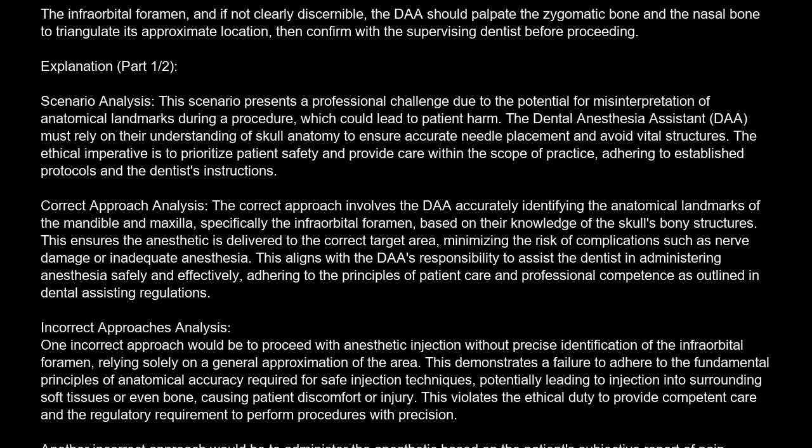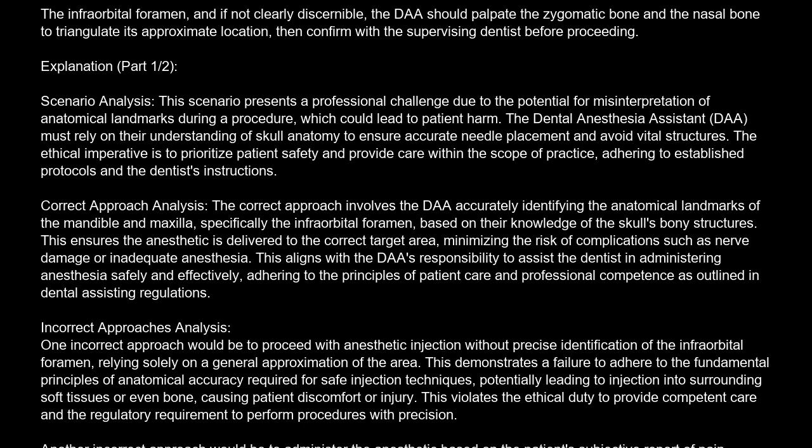Explanation. Scenario analysis. This scenario presents a professional challenge due to the potential for misinterpretation of anatomical landmarks during a procedure, which could lead to patient harm. The dental anesthesia assistant, DAA, must rely on their understanding of skull anatomy to ensure accurate needle placement and avoid vital structures. The ethical imperative is to prioritize patient safety and provide care within the scope of practice, adhering to established protocols and the dentist's instructions.